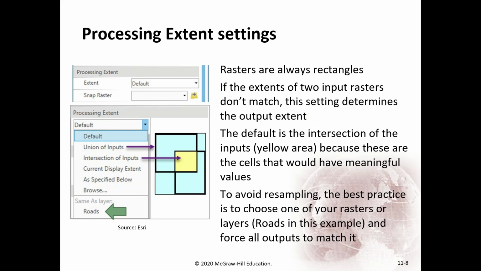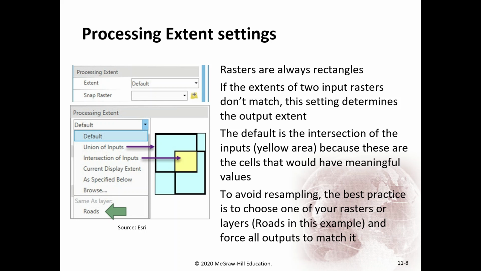Processing extent is really important. Rasters are always, because they're row column, they always make a rectangle. Unlike polygon data sets, there's a box, and every cell within that box has to have a data or no data value and all that. But when you put data sets together with raster tools, if they don't match, this option will determine the output extent. The default for most tools is the intersection of the inputs, because those are the ones that have meaningful values. It'll just be no data outside there if you're combining two rasters usually.